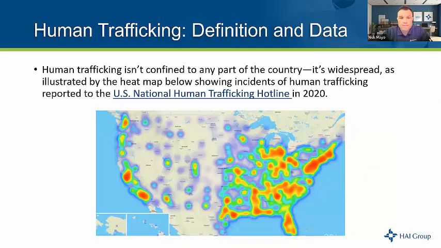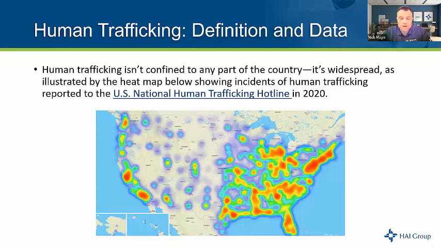Looking at this map, human trafficking isn't confined to any one part of the country. It is widespread, as illustrated by the heat map on the screen here, showing incidents of human trafficking reported to the U.S. National Human Trafficking Hotline in 2020. As you can see on the heat map, unfortunately for us on the East Coast, it seems to be the hotbed of where all of this is occurring, but it's not just unique to the East Coast. As you can see, different areas of the southern part of the United States, the Midwest, and along with the West Coast.